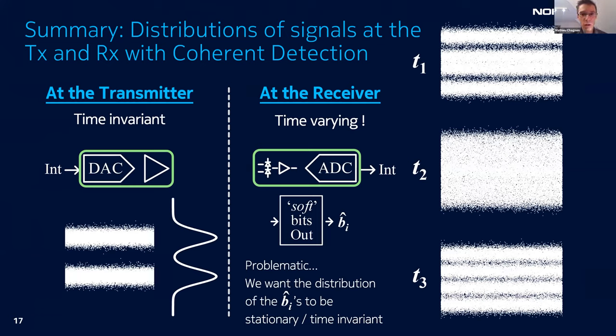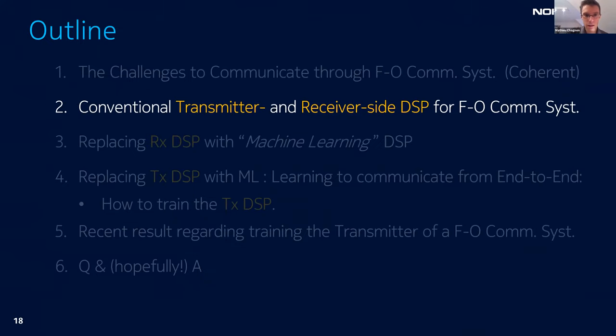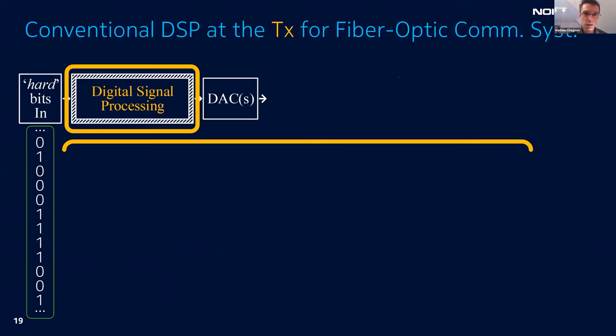Now I want to talk about the conventional transmitter and receiver side DSP for fiber optic communication systems per se. Let's of course start with the TX side.